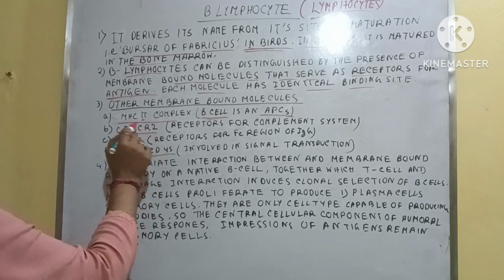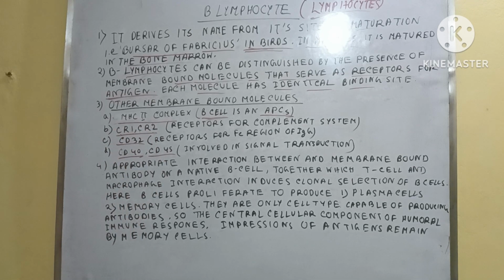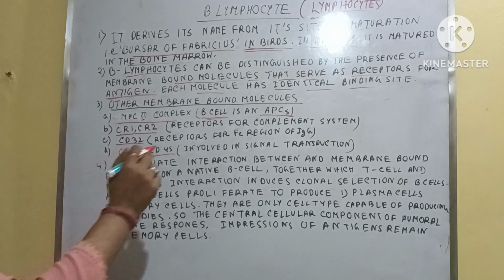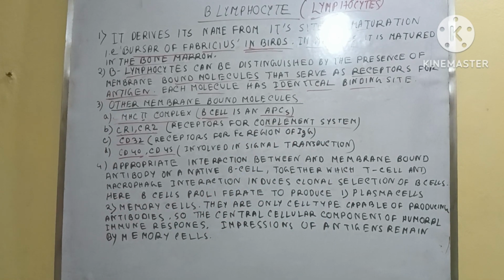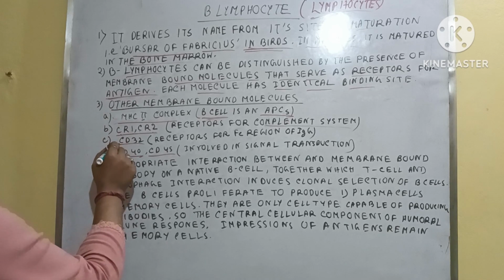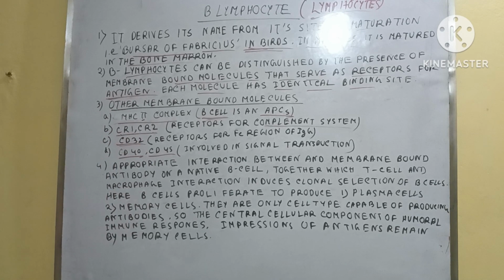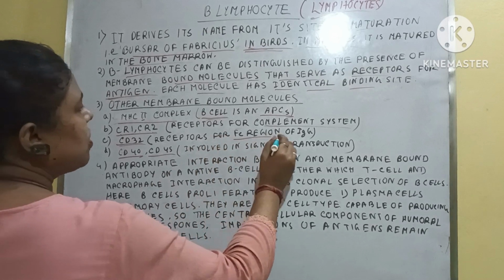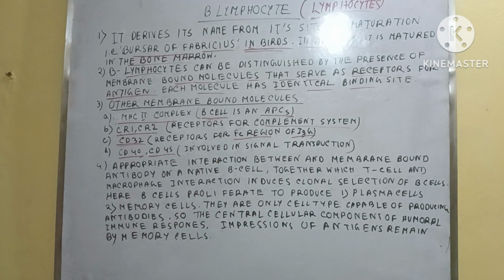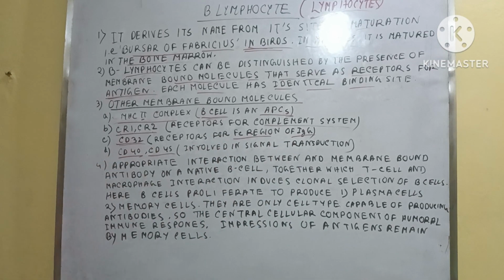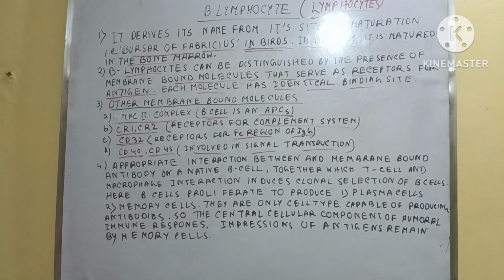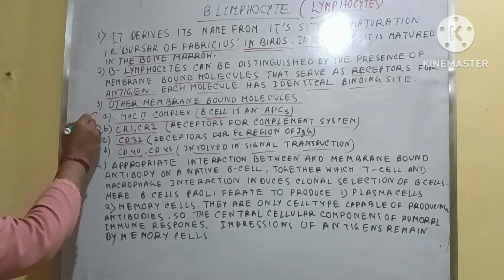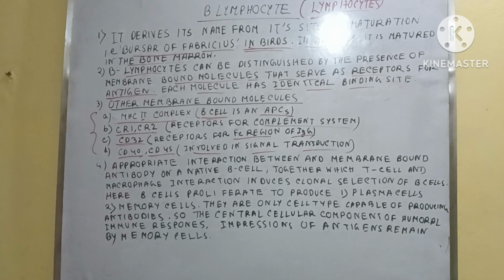CR1 and CR2 are the molecules that function in the complement system. Next one, CD32, is the receptor for the Fc region of IgG. And the next ones, CD40 and CD45, are involved in signal transduction. So these are the membrane bound molecules of the B lymphocytes.